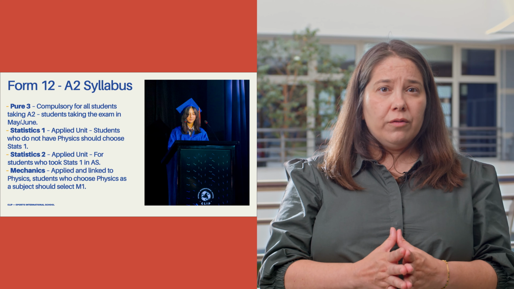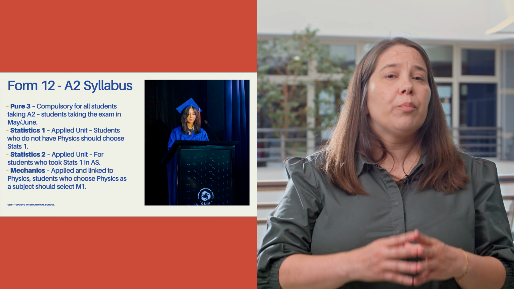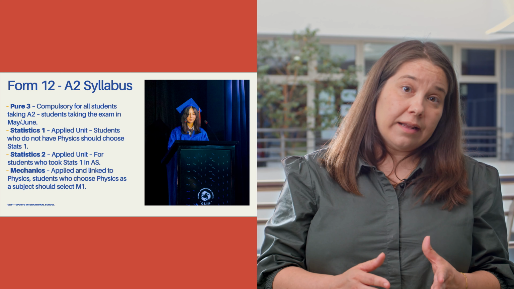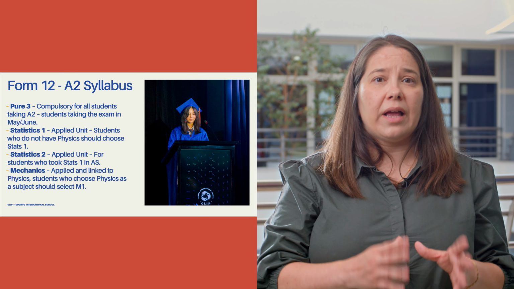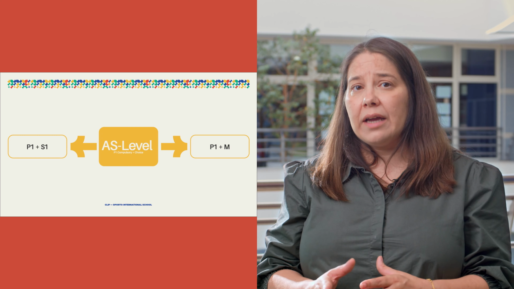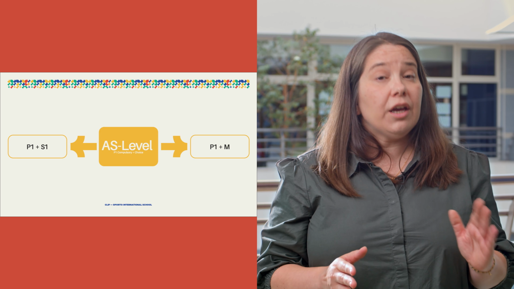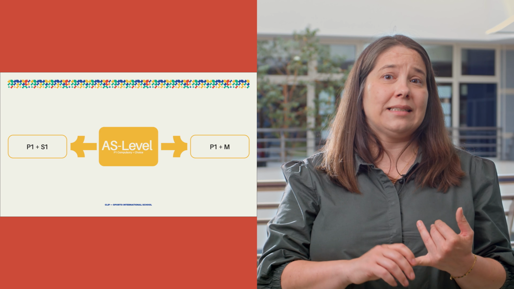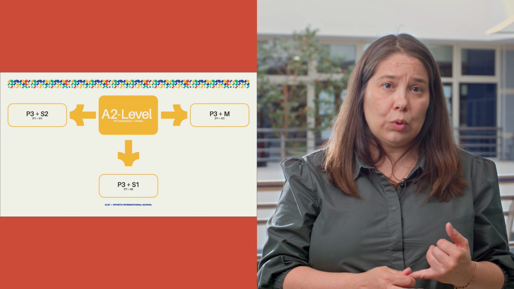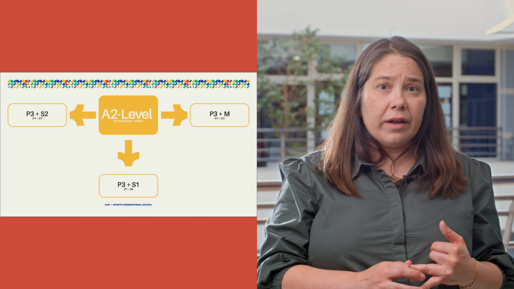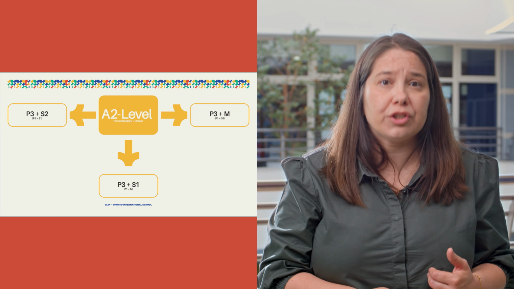Moving into Form 12, students can take the A2 level maths, which includes Pure Mathematics 3, which extends and deepens the content of AS Pure 1, and a second applied module. The choice of the second applied paper depends on what the students study in Form 11. If they took Mechanics 1 at AS, they have to take Statistics 1 in A2. If they took Statistics 1 in AS, they can either continue to Statistics 2 or switch to Mechanics 1.